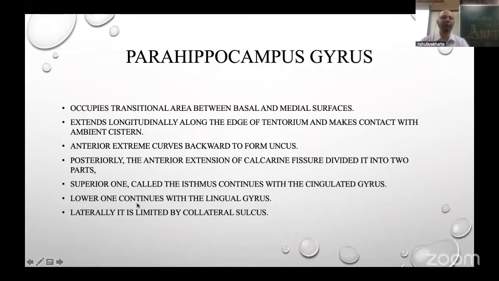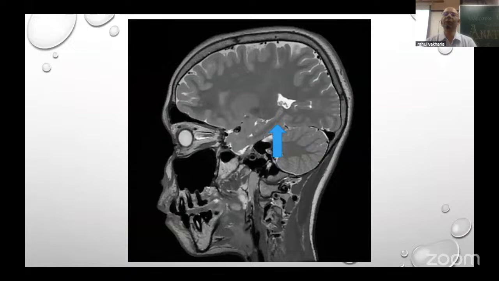Laterally, it is limited by the collateral sulcus, which you can see on a coronal plane. This is how it looks on MR. You can see the parahippocampal gyrus here, marked by a blue arrow. This is the MRI T2 weighted imaging. I'll come to T1 and T2 a little later. These are the static images. I'll show you the dynamic DICOM images also for this.